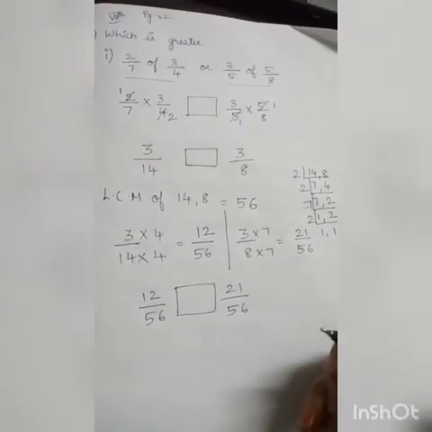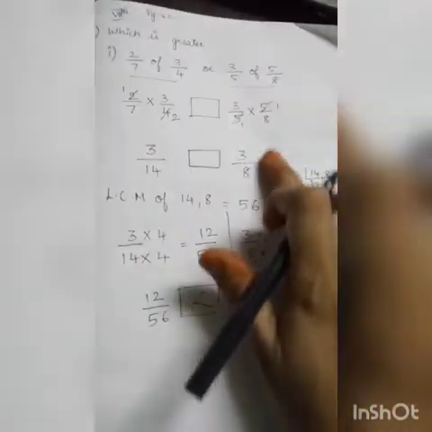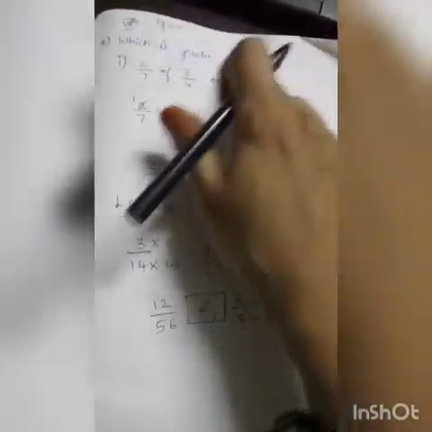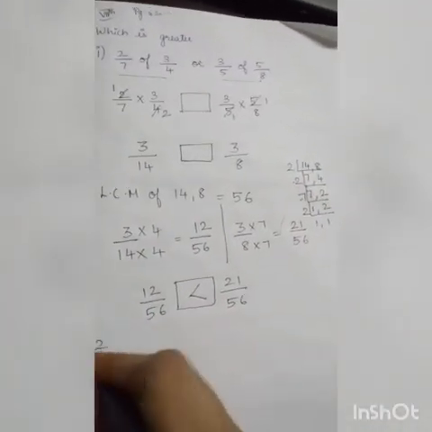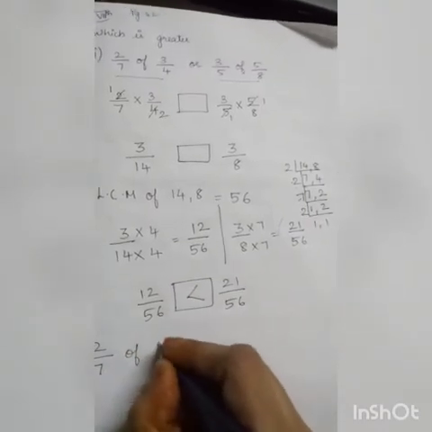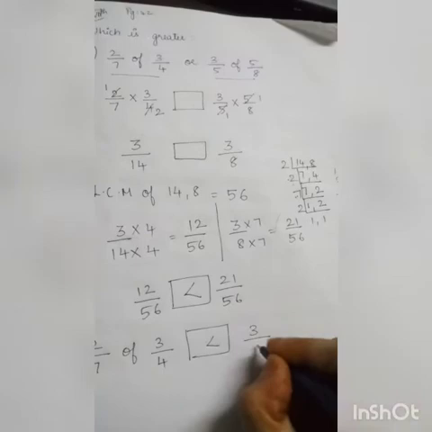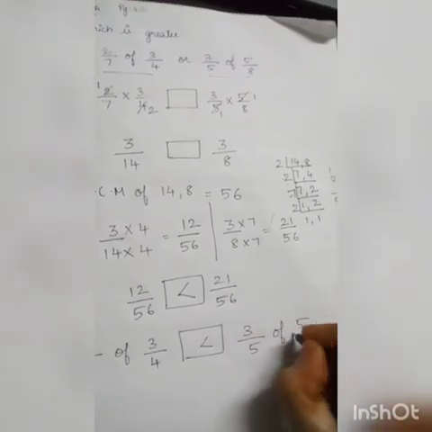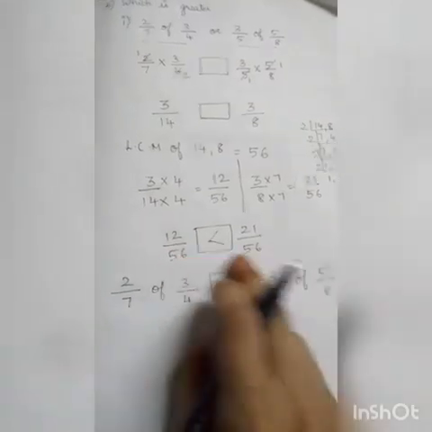In this, which is greater? 21 by 56 is greater. Actually, this is greater, so this fraction is greater when compared to this. At last, you should not stop like this. How will you write? 2 by 7 of 3 by 4 is lesser than 3 by 5 of 5 by 8. At last you should write like this. This is the actual correct answer. You should not stop till this.